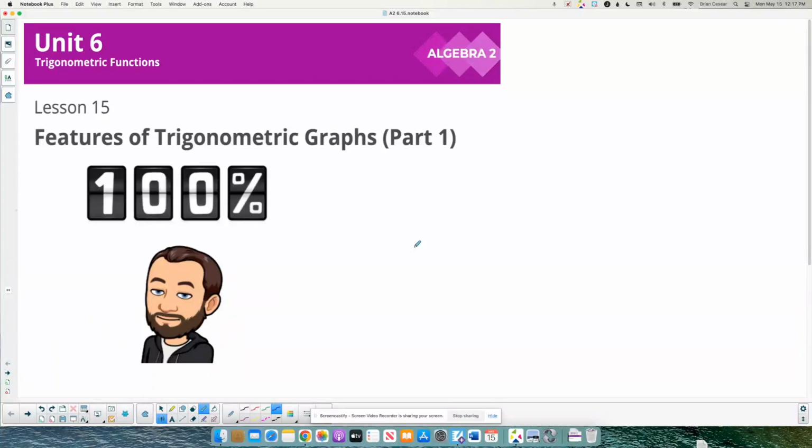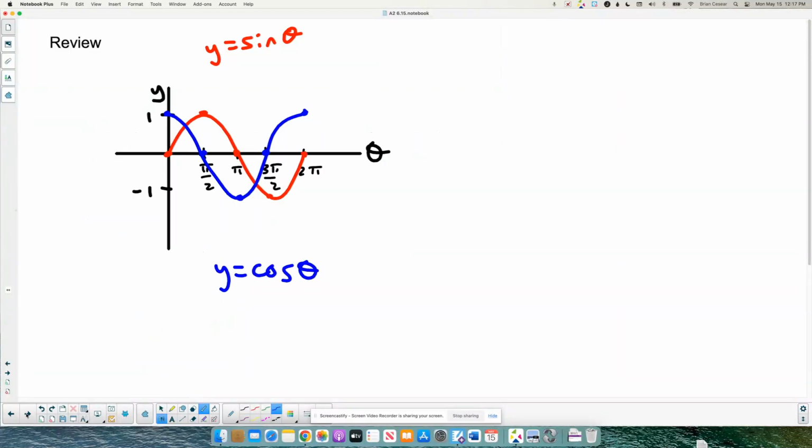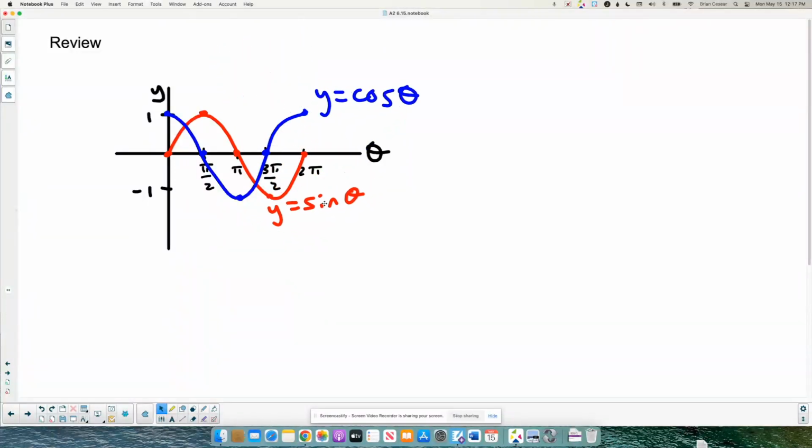All right, Algebra 2, Unit 6, Lesson 15 is called Features of Trigonometric Graphs, Part 1. Before we go into the warm-up, I want to make sure we understand how to graph a basic sine curve and cosine curve. So y equals cosine theta is right here in blue. Y equals sine theta is in red. We should know that. That was a few lessons ago.